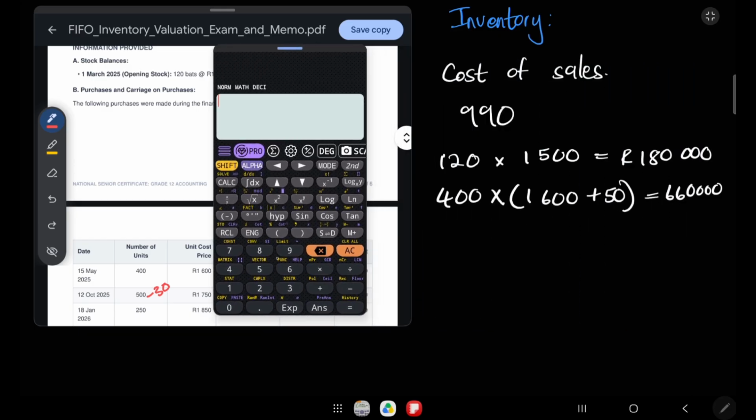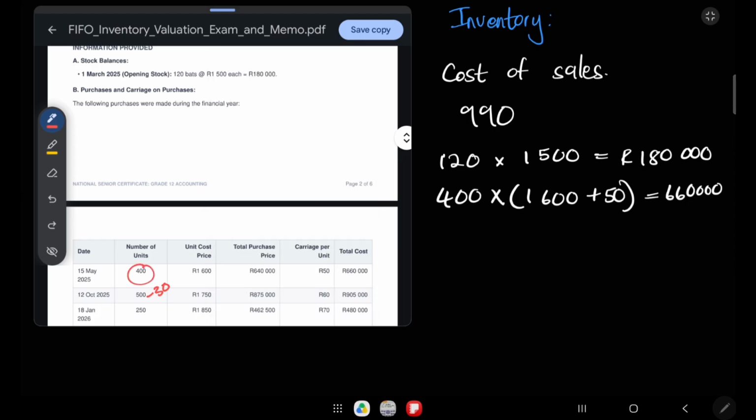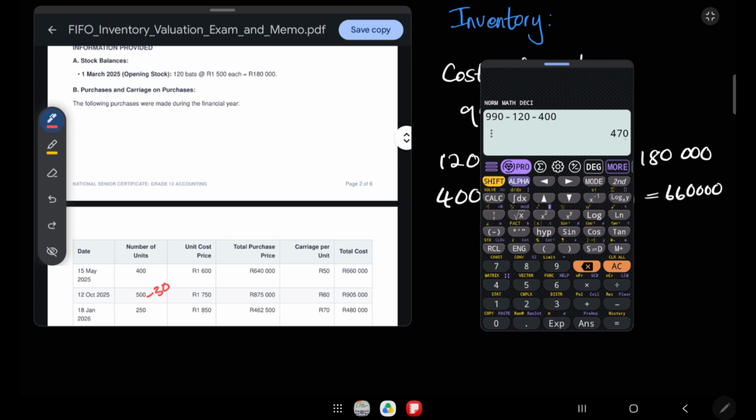Okay. Now let's look at a calculator. We had 990 units again. 990 units minus, we took out the 120, which was the opening stock. We also took out 400 from this, right? Now we have 470 units left. So we need this 470 from October.